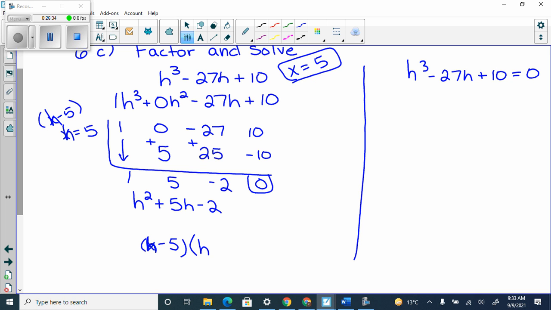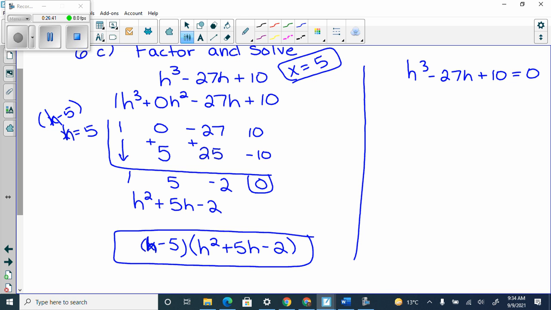At h squared plus 5h minus 2. Box that baby and move on. Life is good. I am happy. You guys sit there for years and you're like, it must factor. It doesn't. Okay?